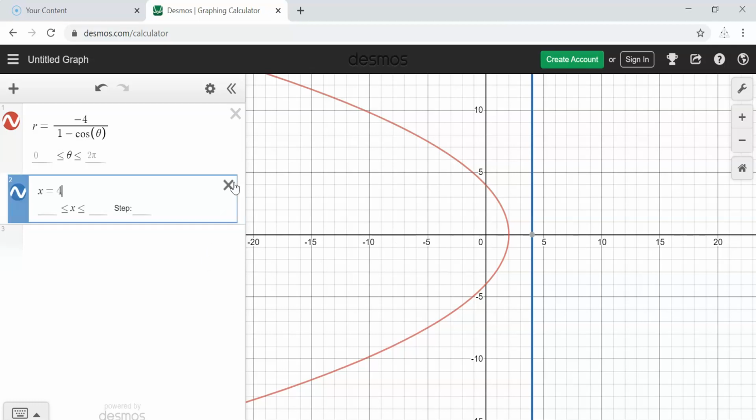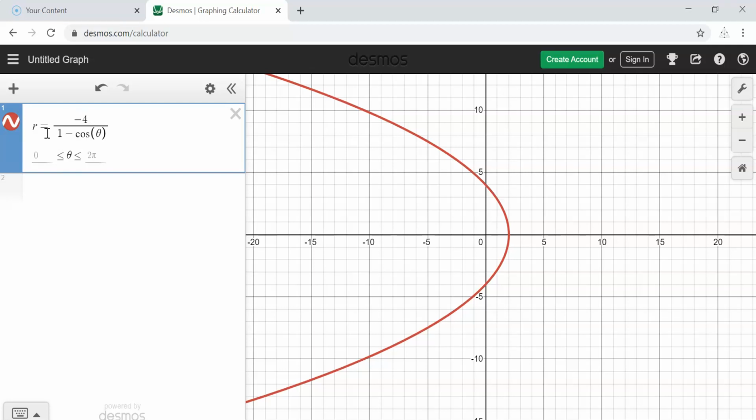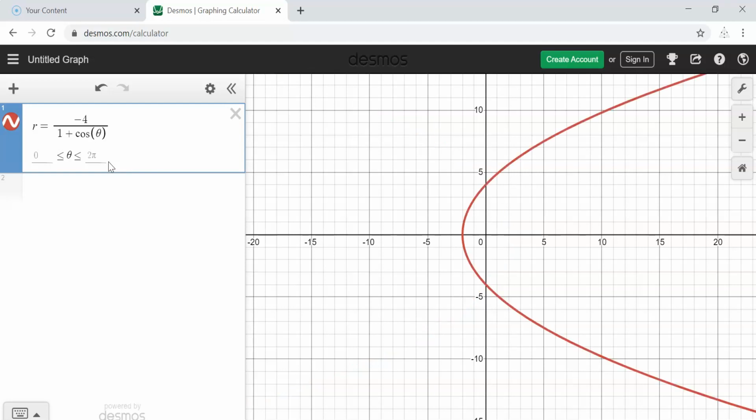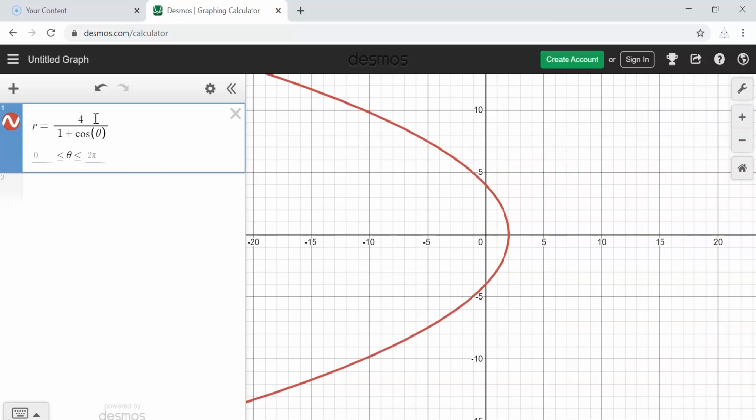Now you can play with this a little bit and see what happens as you adjust these numbers. If you change the negative cosine to a positive cosine, the parabola points in the opposite direction. You also change the direction it points if you change that -4 to a +4.